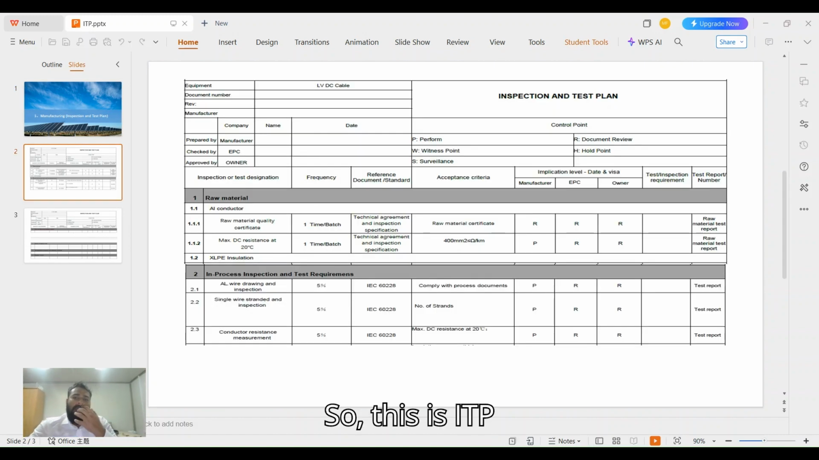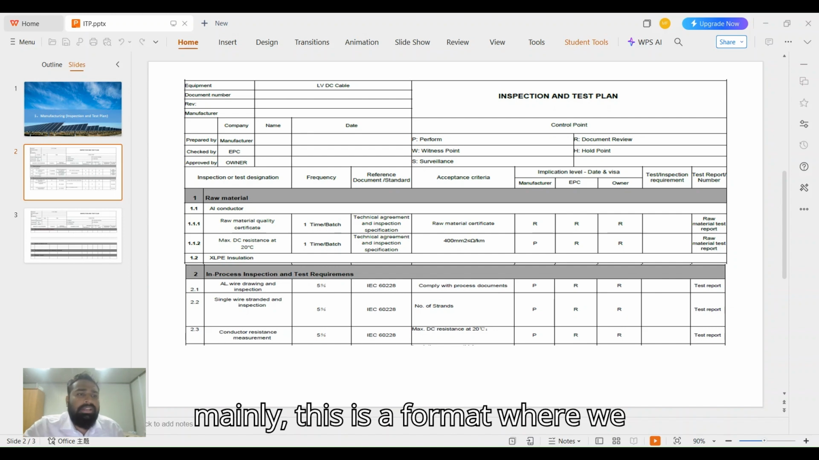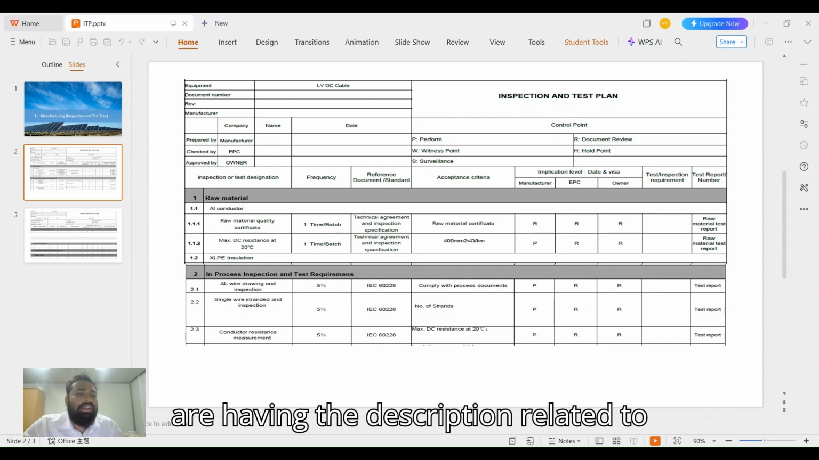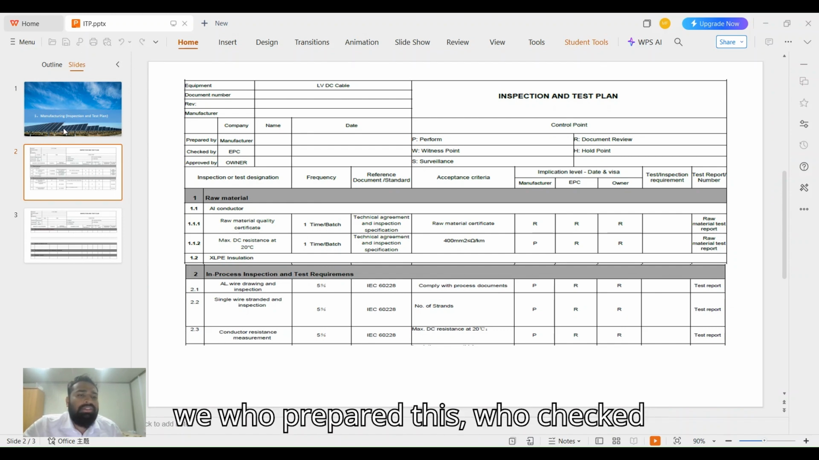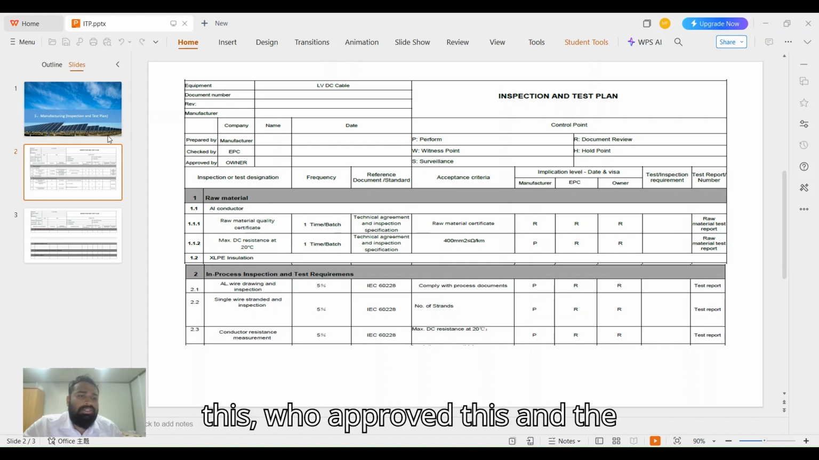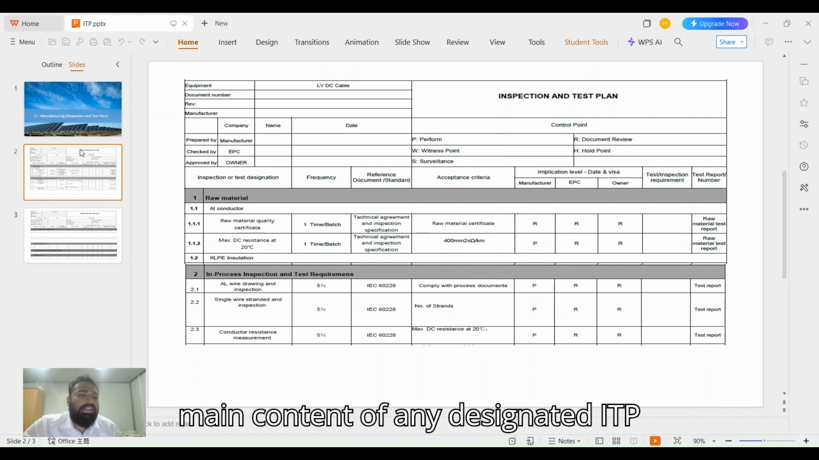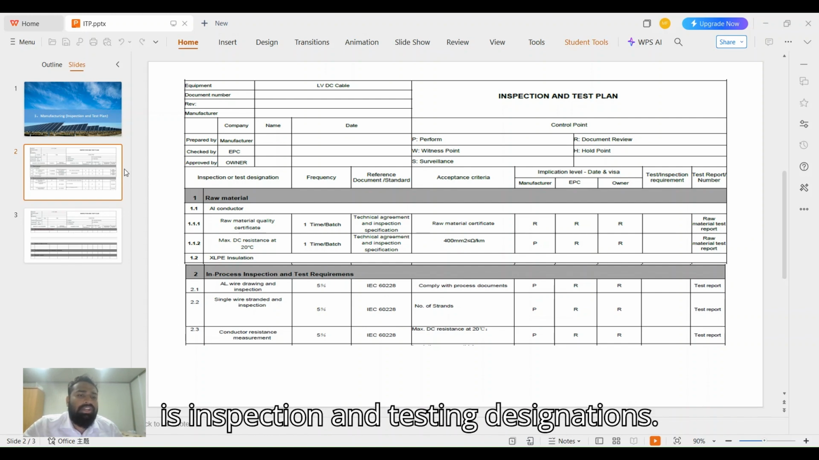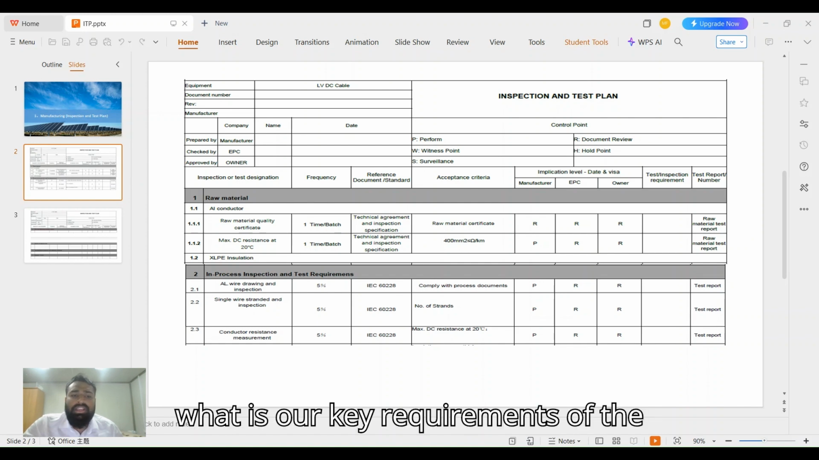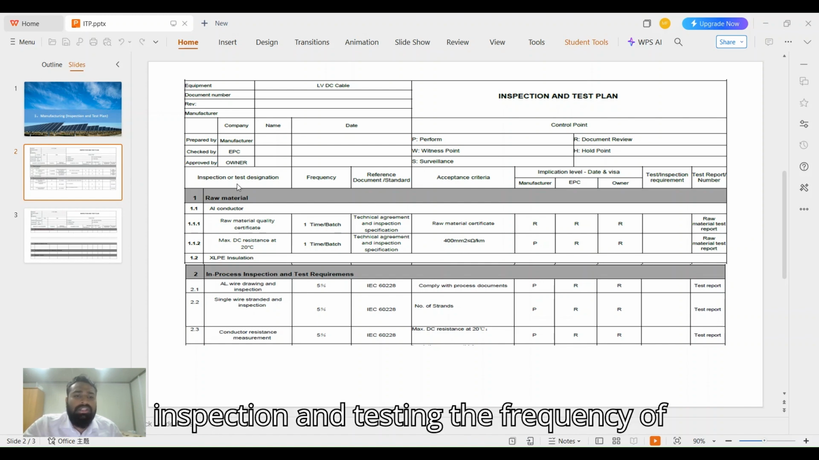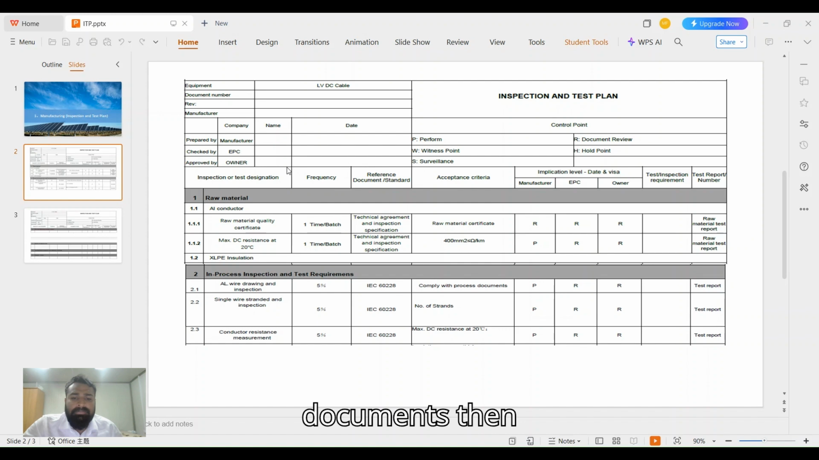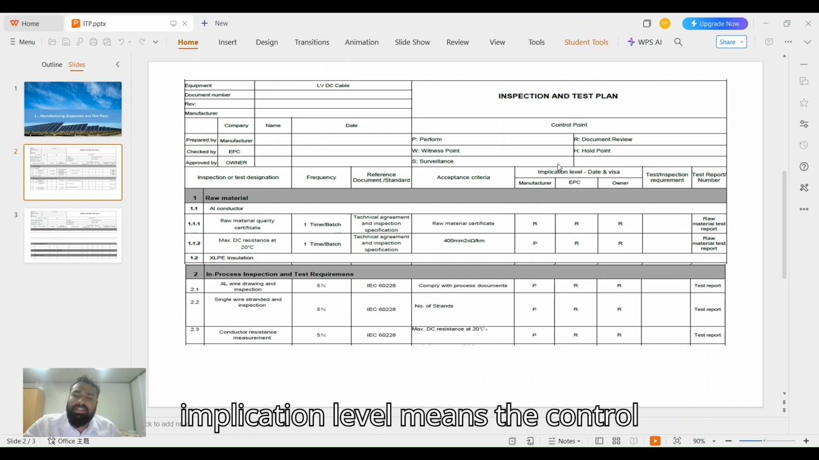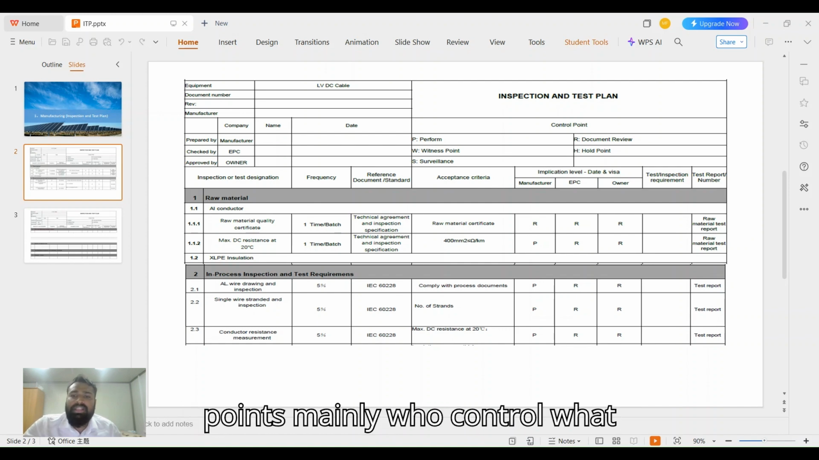So this is the ITP. This is a format where we have the description related to it. First is the equipment, the document number, the manufacturer. Then who prepared this, who checked this, who approved this. The main content of any designated ITP is inspection and testing designations: what are our key requirements of the inspection and testing, the frequency of the testing, the reference standards and documents. Then we have acceptance criteria. Then the implication level, which means the control points, mainly who controls what.